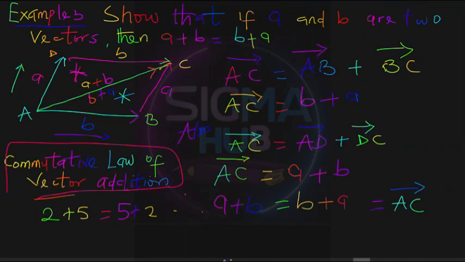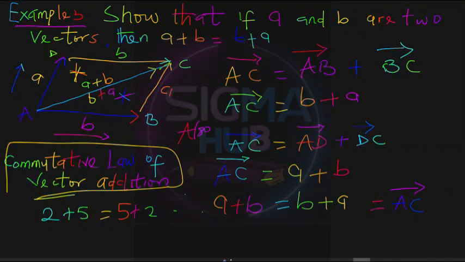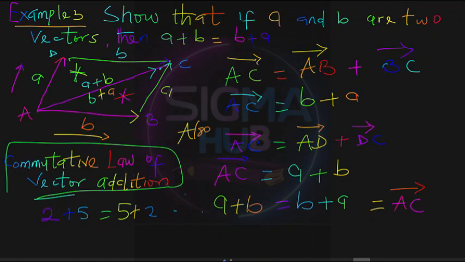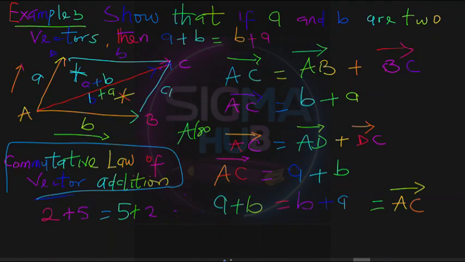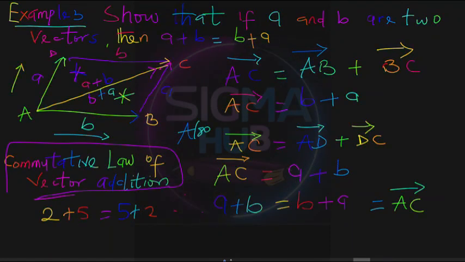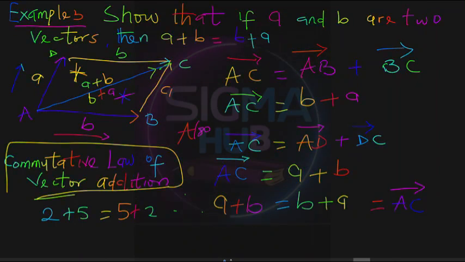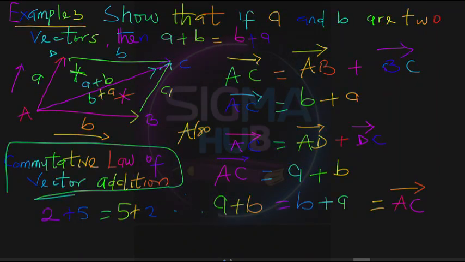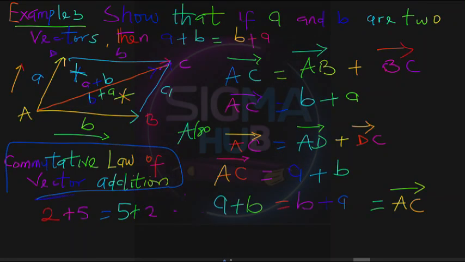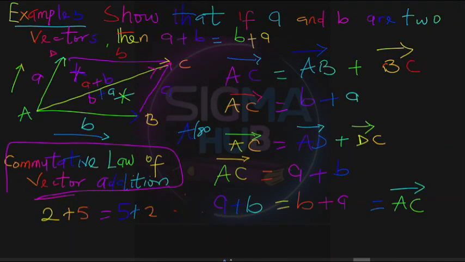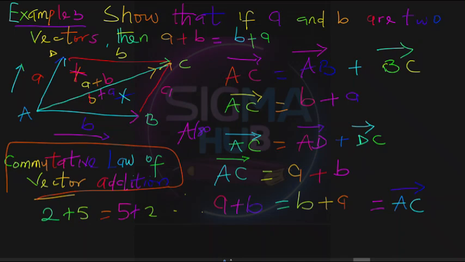Both of them will give me 7. And that is what they mean by commutative. So addition, as an arithmetic operation, is commutative, in that it does not matter which one you pick first, the answer still remains the same. So if I pick 2 first before adding 5, it is the same thing as me picking 5 first before adding 2.